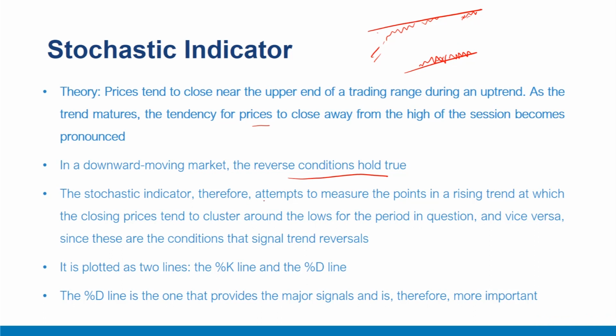The stochastic indicator attempts to measure the points in a rising trend at which the closing prices tend to cluster around the lows for the period in question, and vice versa, since these are the conditions that signal trend reversals. This is plotted as two lines, the %K line and the %D line. The %D line is the one that provides the major signals and is therefore more important. Let us see how it works.